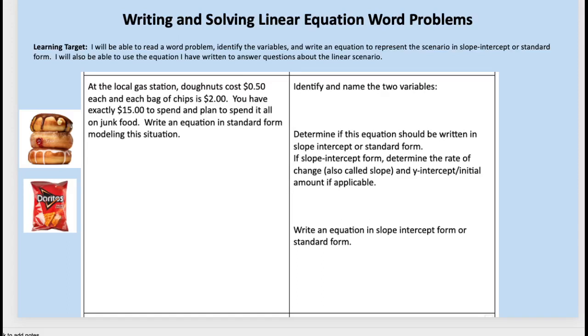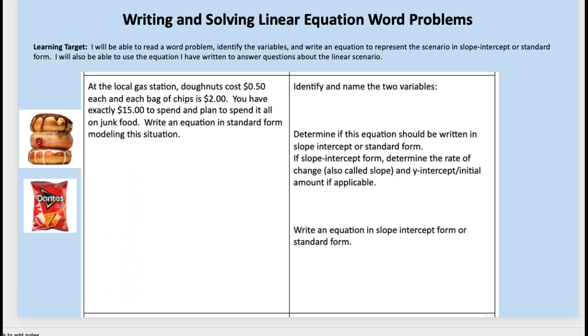At the local gas station, donuts cost 50 cents each, and each bag of chips is $2. You have exactly $15 to spend and plan to spend it all on junk food. Write an equation in standard form modeling this situation.